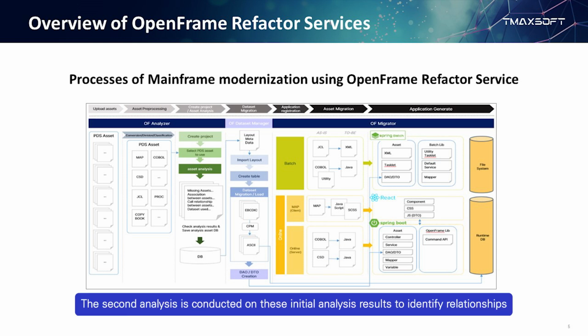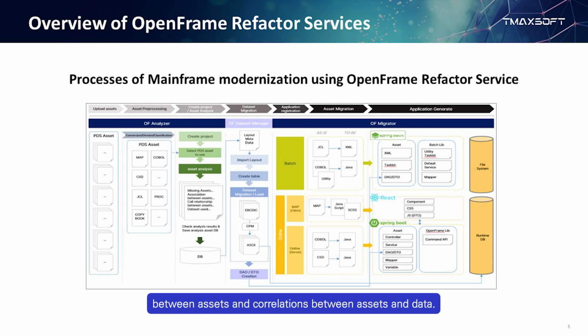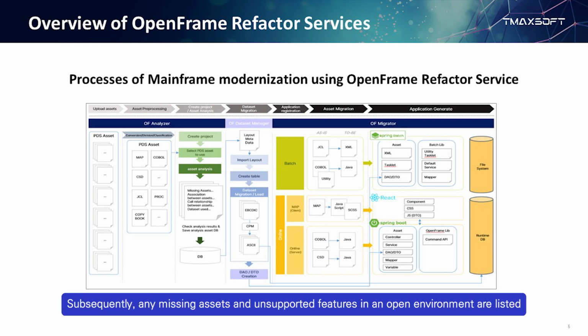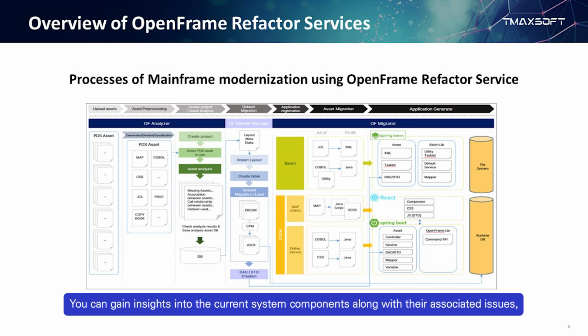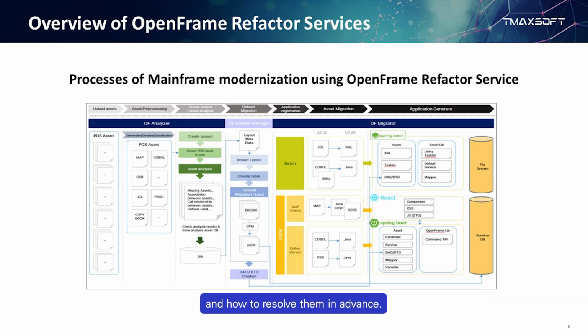The second analysis is conducted on these initial analysis results to identify relationships between assets and correlations between assets and data. Subsequently, any missing assets and unsupported features in an open environment are listed and displayed using visualized diagrams. You can gain insights into the current system components along with their associated issues and how to resolve them in advance. Let's move on to OpenFrame Dataset Manager.